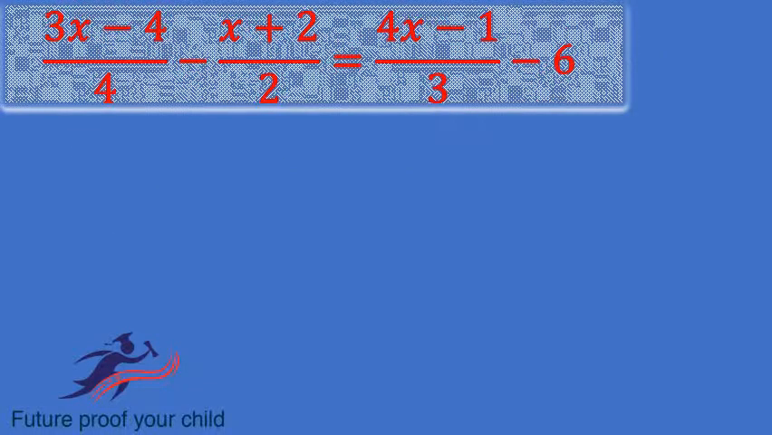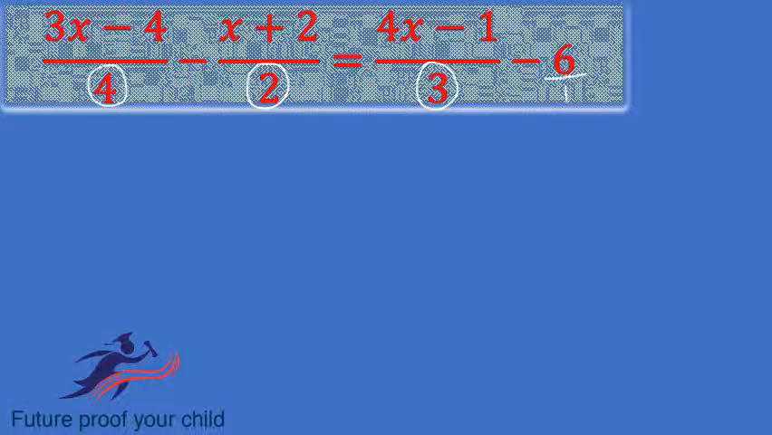The next question is quite a tricky question. So there are quite a lot of things that you need to pay attention to. So step number 1, look at all your denominators. There's a 4, 2, 3, and then for this one you need to put it over 1. So then we get the LCD, lowest common denominator, and that would be 12, as 12 will be the number that all of them can go into.